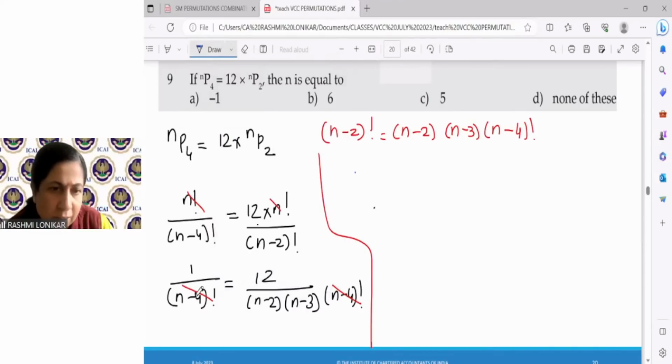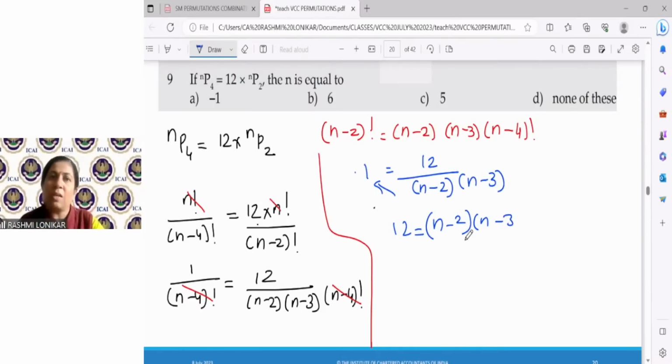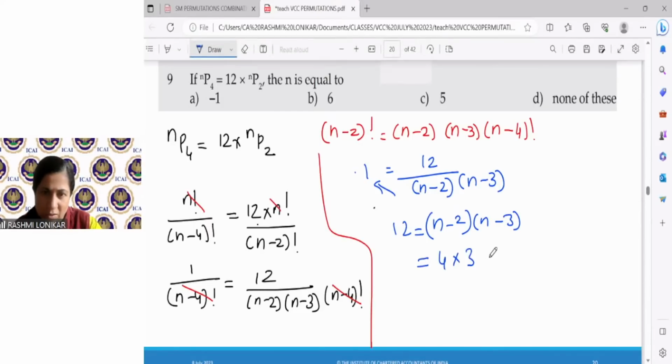What is remaining is, on the left hand side, nothing is there. So 1 is equal to 12 upon (n minus 2) into (n minus 3). Cross multiply, I have 12 is equal to (n minus 2) into (n minus 3). Which means what? What are the factors of 12? There are two numbers which are consecutive, and we know the factors of 12. 12 can be written as 4 into 3.